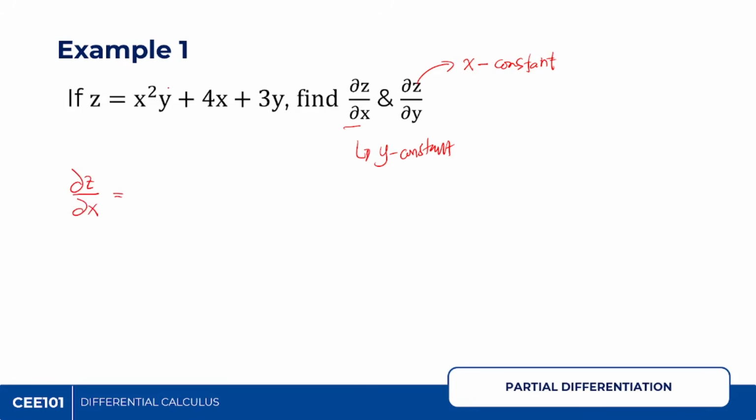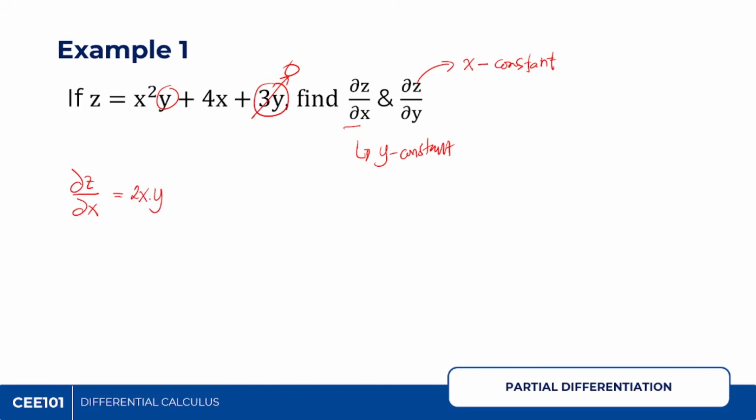So what happens there is, we will treat this one as a constant. So this 3y, that is a constant already. Right? So the derivative of that becomes 0. Meaning to say, if we treat this as a constant, only this one we will derive. So that is 2x.